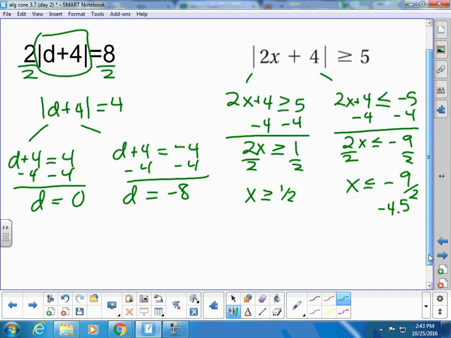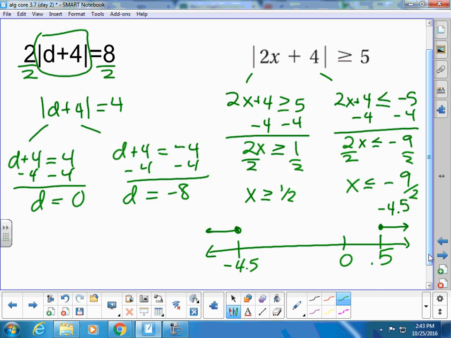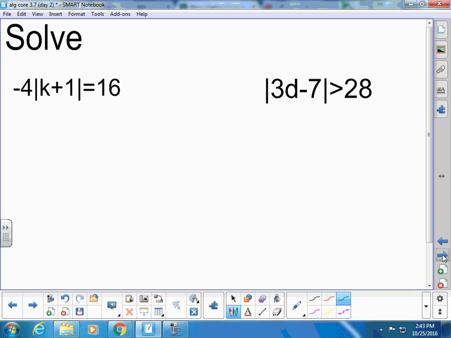So if we are going to graph both of those, fractions are a little trickier to graph, but let's see. Here's 0. Here is 1/2 or 0.5. Here is -4.5. X is greater than or equal to 0.5. And x is less than or equal to -4.5. So that's an "or" inequality.